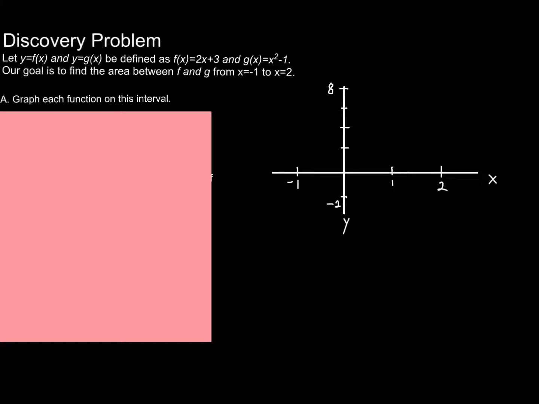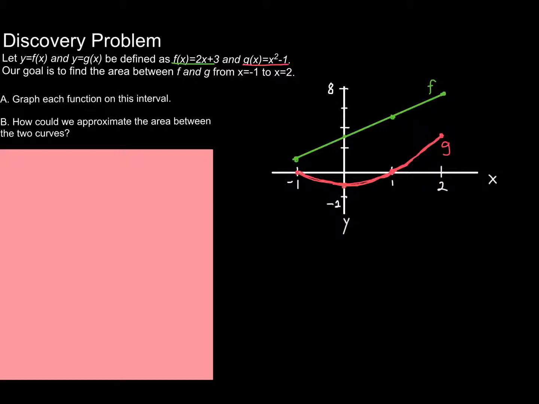Here's the problem. We're going to take it one step at a time. You'll complete each step, and then we'll take a look at it together, and then you'll complete the next one. So let f and g be defined as given here. Our goal is to find the area between f and g from an x value of -1 all the way to an x value of 2. So go ahead and copy down the graph as I have constructed it here and graph each function on this interval.